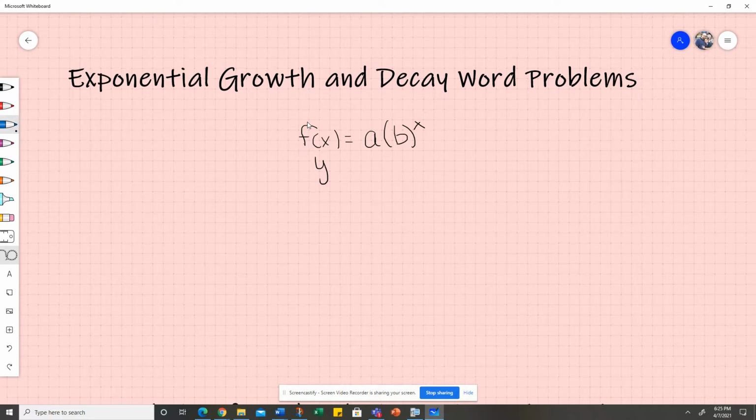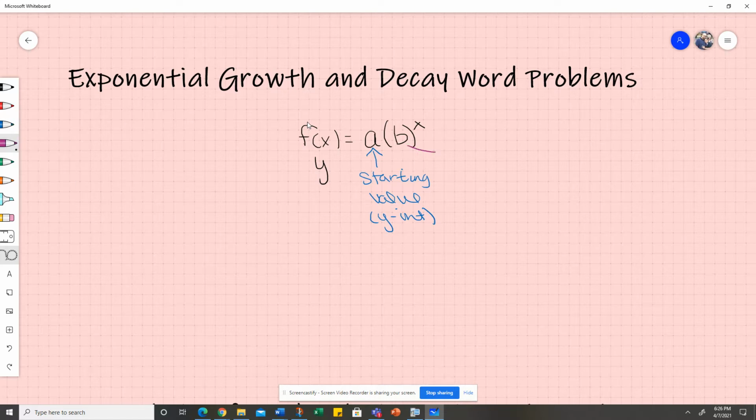And your a is always going to be your starting value. So anytime you're looking at a word problem, look for that starting value. That's your a. This is going to be your y-intercept. If you're looking at a table, find where your x is 0. That's your a value.